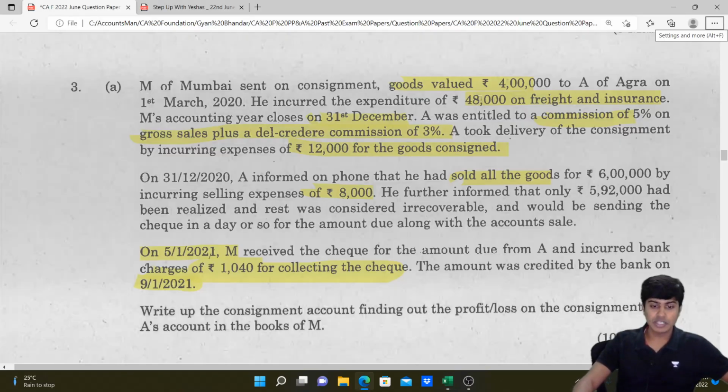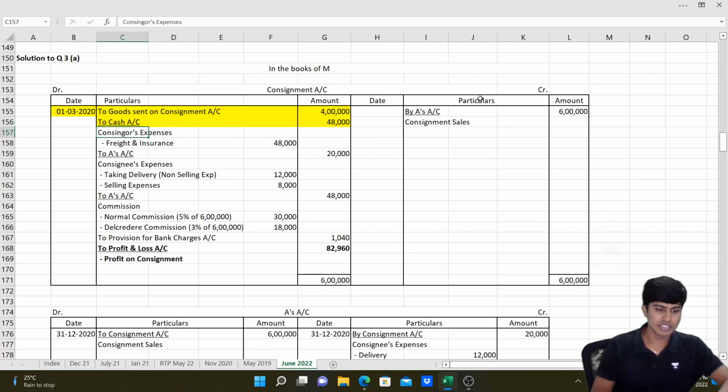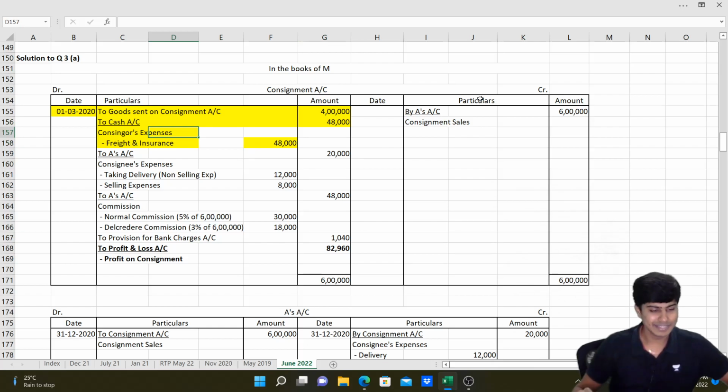Then what's happening? 48,000 expense incurred by consigner. So entry is consignment account debit to cash or bank. It's not paid by consignee, so it is paid by consigner. So I'll write consignment account debit to cash account 48,000. This is expense incurred by consigner for freight and insurance 48,000. Got that?